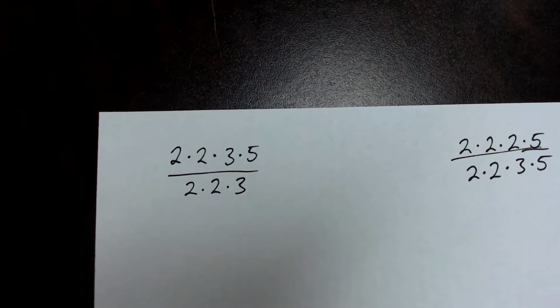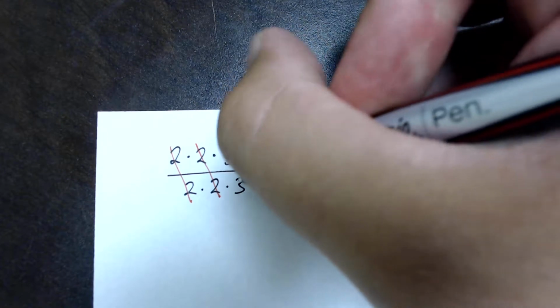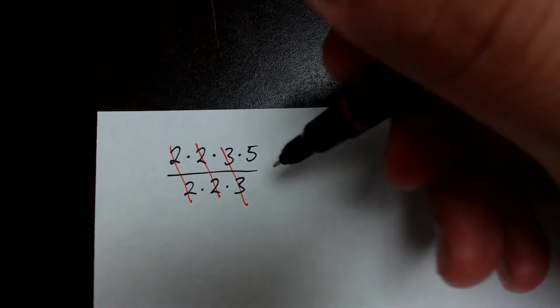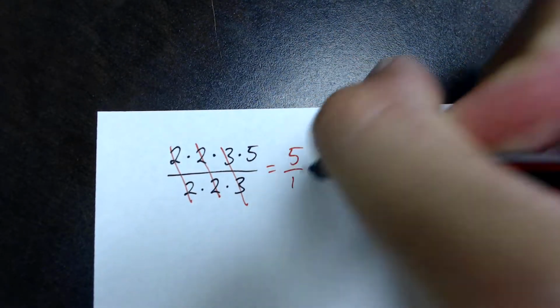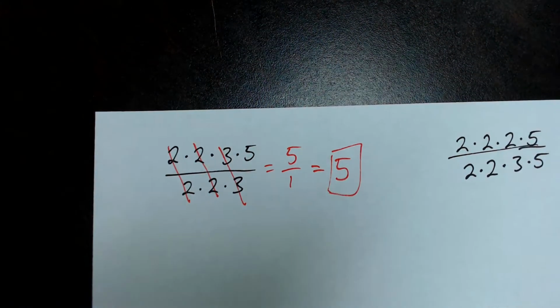I'm going to look for instances of the number 1. So I've got one pair here, and another pair here with the 3s. The 5 is left all alone. So the fraction now just becomes 5 over 1, or just 5. And that is the answer to my problem.